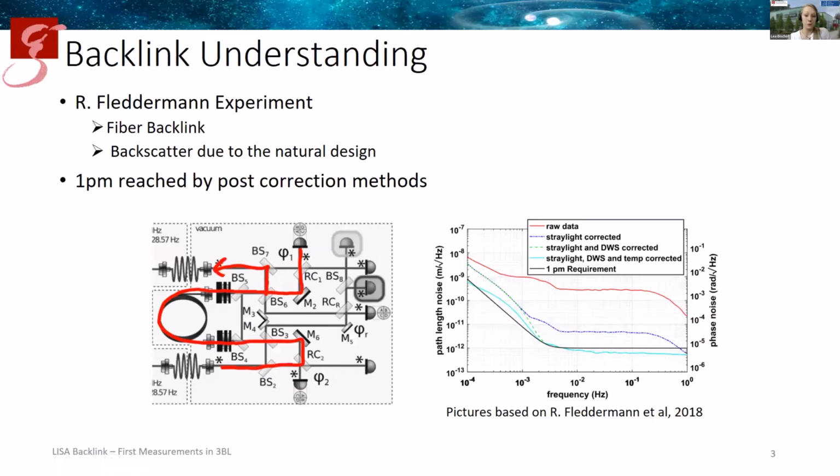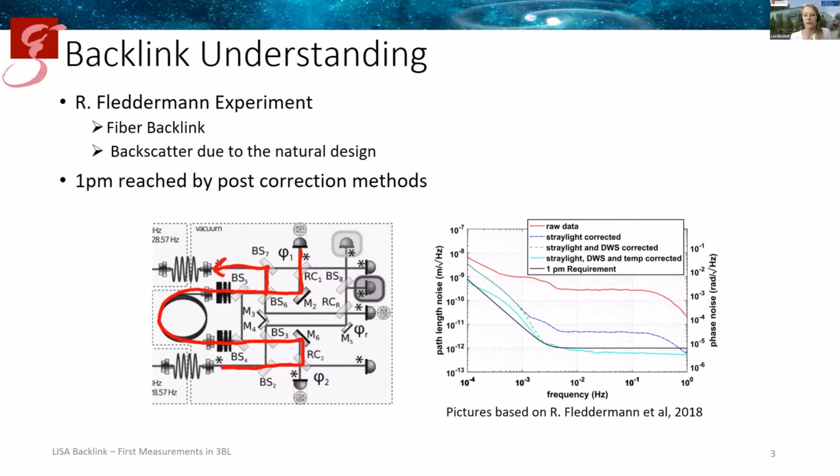Before I start with the 3 backlink experiment, I would like to give you a short overview about the whole backlink understanding that we have to the present date. So the first investigations for a really LISA-like backlink experiment were done by Roland Fleddermann quite some years ago, and he used 1 fiber as a backlink and sent light through it in both directions.